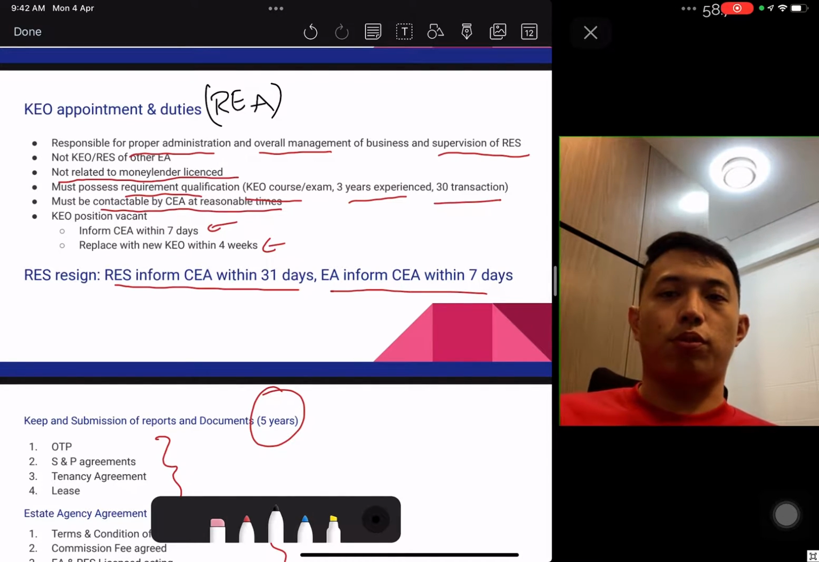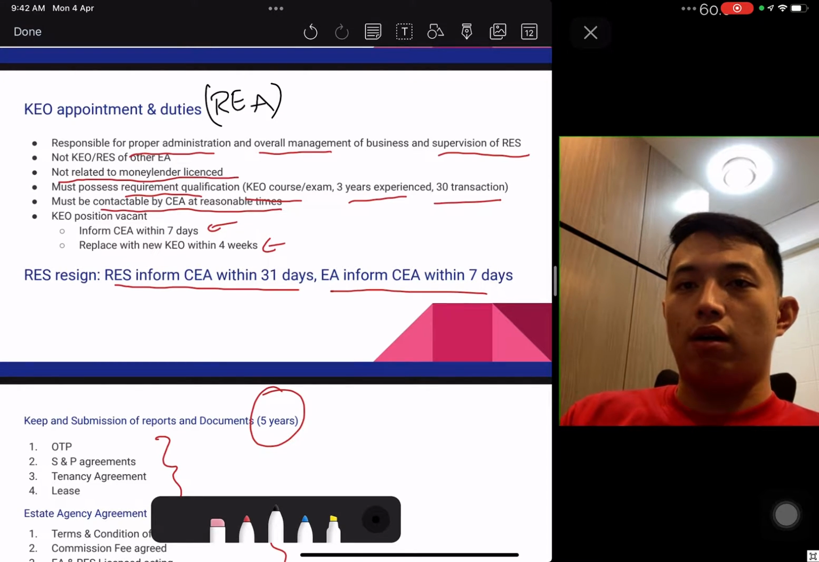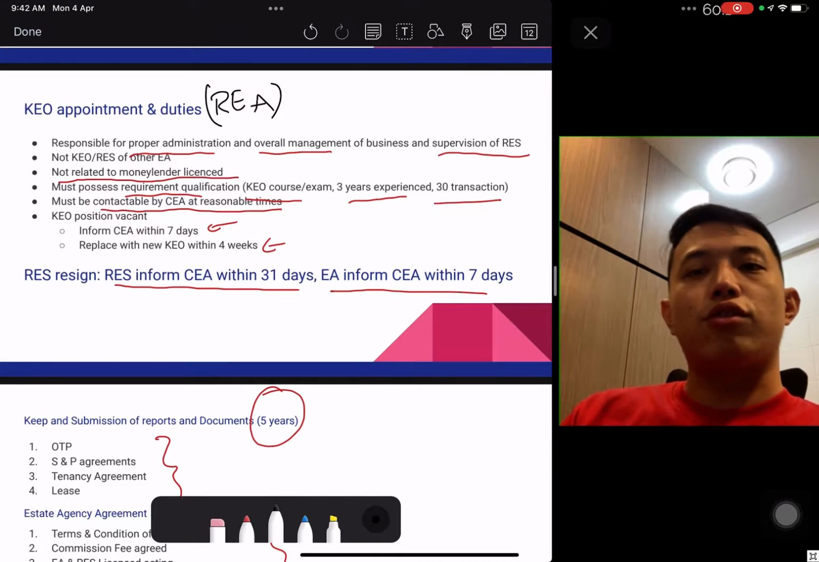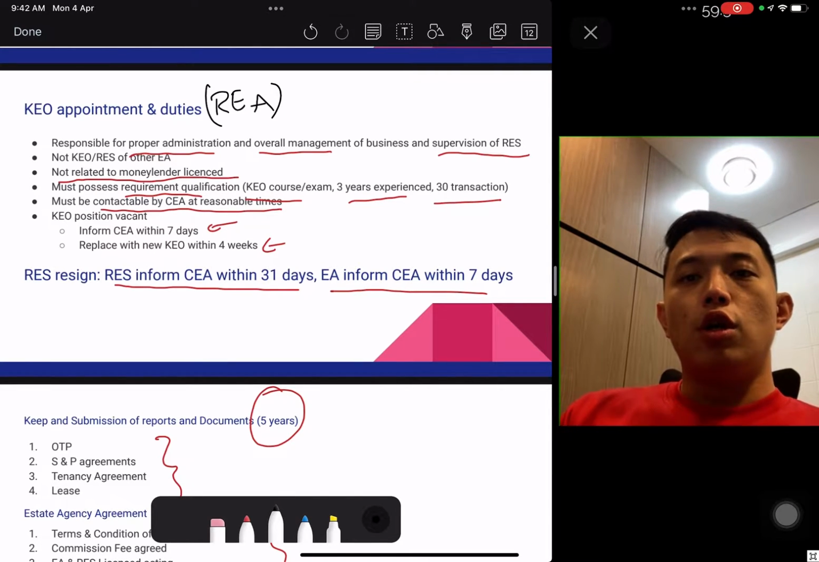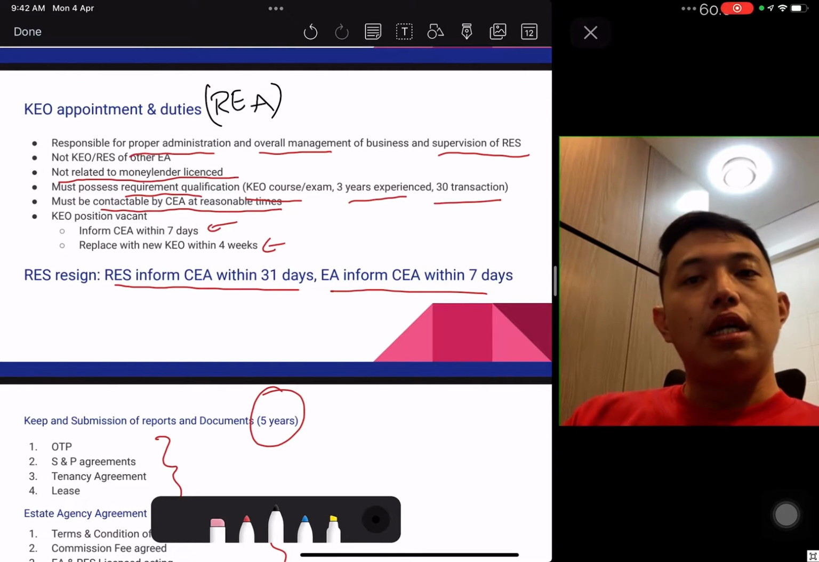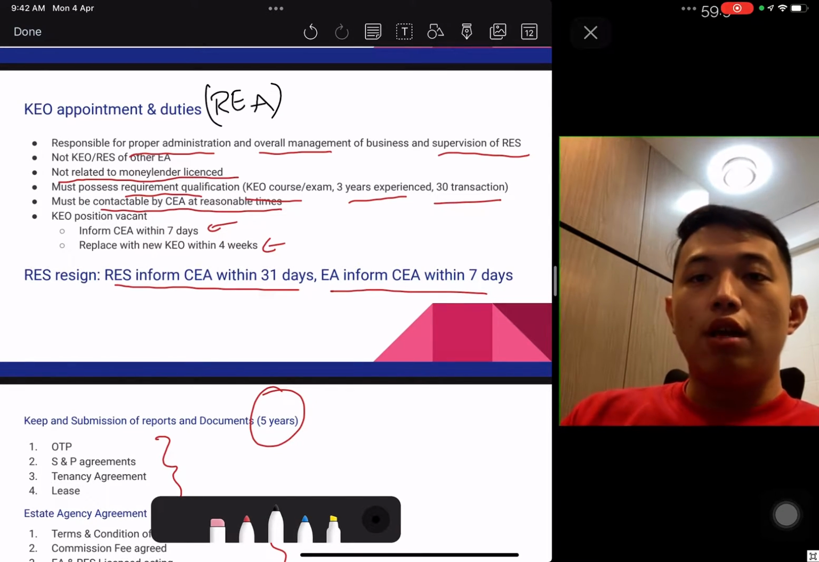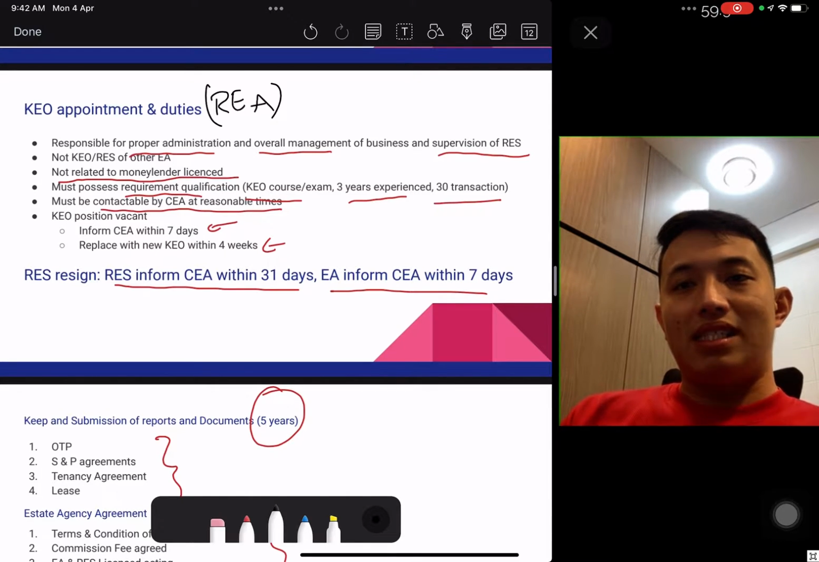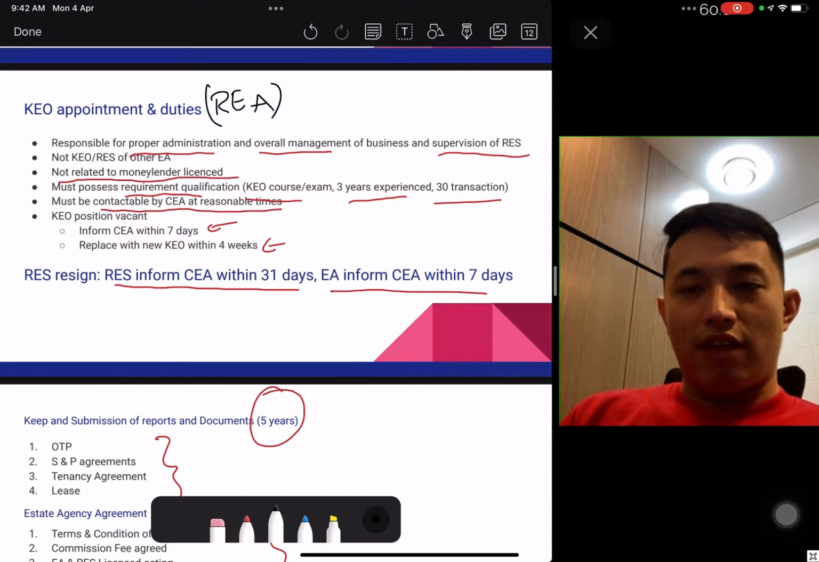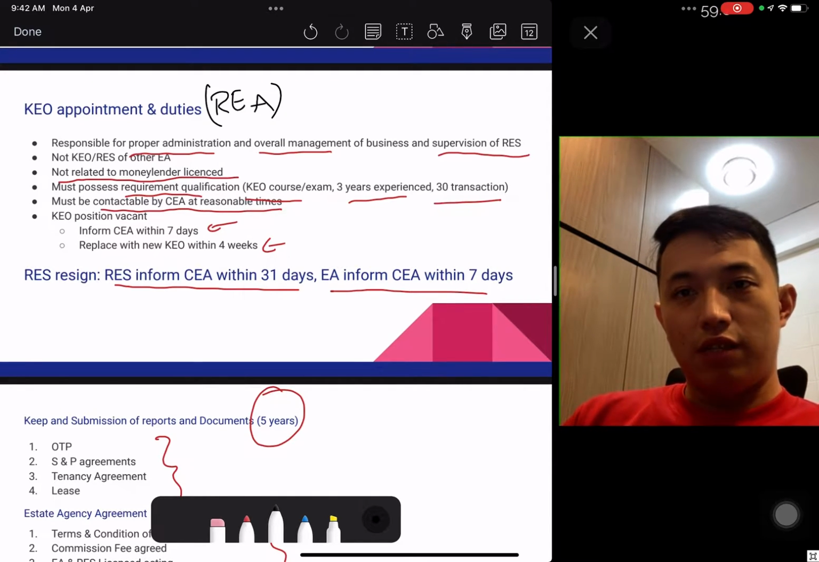You must also possess the qualification. You must pass your KEO exam in the last 2 years, complete the course, and pass the exam within 2 years. You also need 3 years of experience and 30 transactions in the last 3 years. So you must be contactable by CEA at all times because you're acting for the company. So all EAs must have one KEO. If the KEO position is vacant through death or resignation, the EA must inform CEA within 7 days, and then they must replace the KEO within 4 weeks.